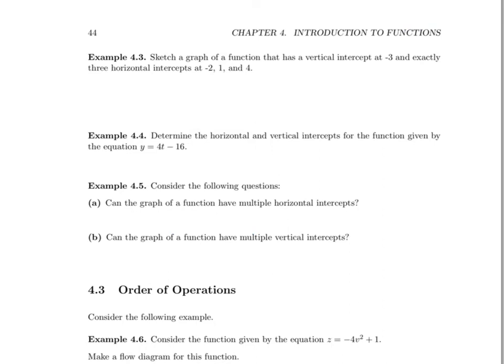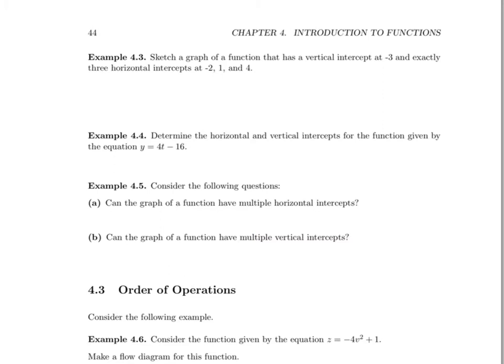The following 3 examples will give you some practice working with intercepts. Go ahead and pause the recording right now and work these 3 examples. Then continue playing the recording to see the examples fully worked out.